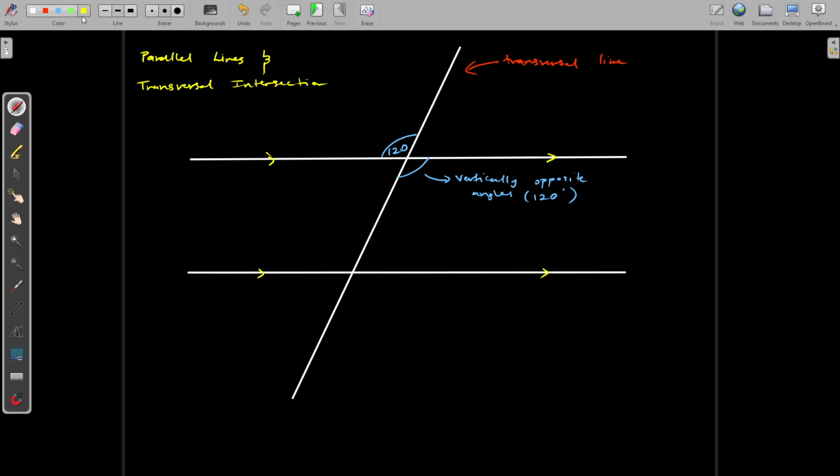So if that is 120, what would this one be? 60. 60, because we have angles on a straight line. Angles on a straight line next to each other add up to 180 degrees. So if this is 60 now, what is this one? 60. And what's the reason?